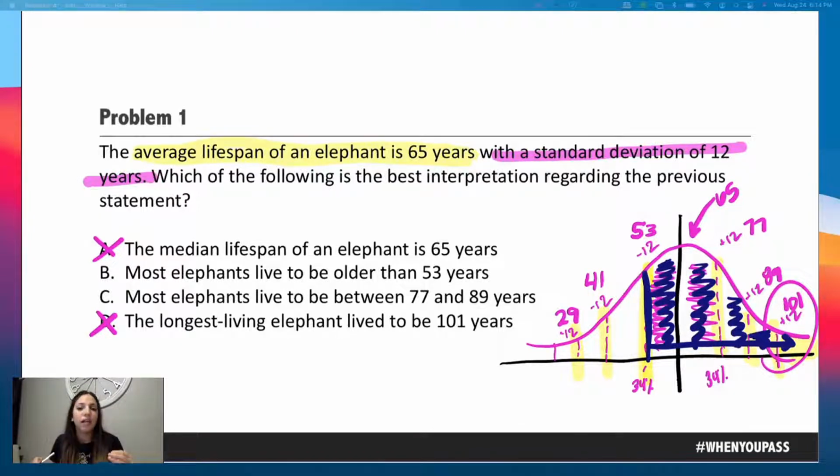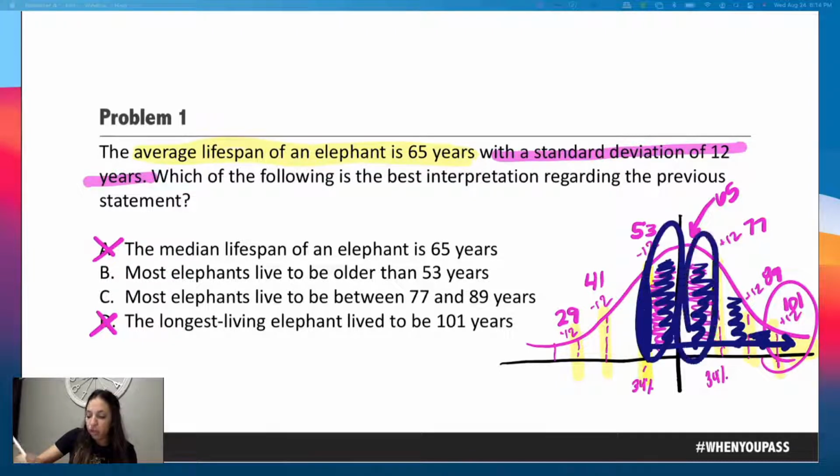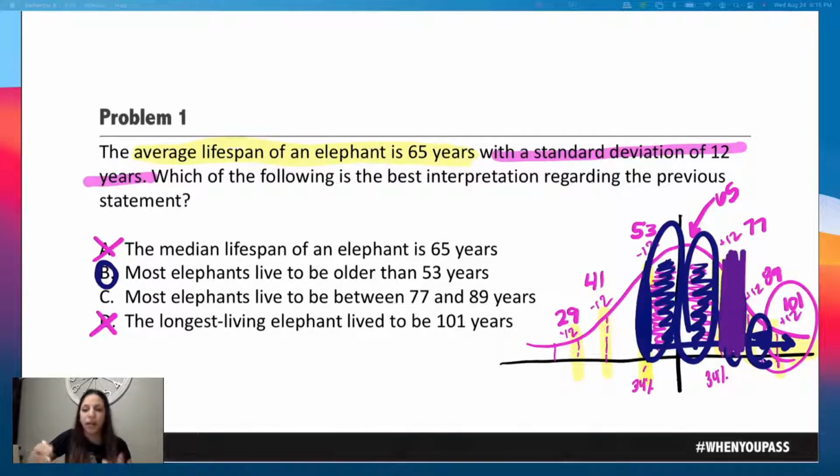Because when we look at the most amount, I'm looking for the percentage that's over 50%. And if I have 34% and then another 34% and then 12 and then 2-ish, then that's going to be most of my elephants. Now, most elephants live to be between 77 and 89. Between 77 and 89 is right here, and that's only approximately like 12 to 14% of my data. So that's absolutely not going to be the correct answer. So therefore, B is the correct answer.